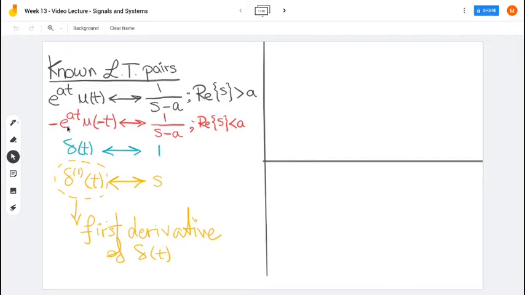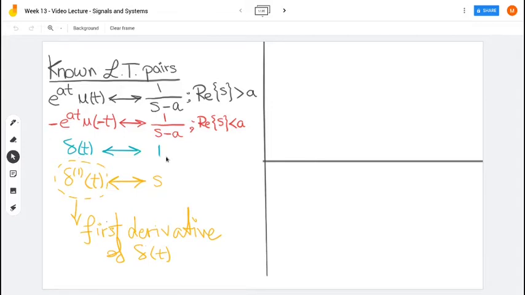And minus e to the power at u of minus t, which is a left-sided signal, has a transform 1 over s minus a with the real part of s less than a. So we have a left-sided region of convergence. And the Laplace transform of delta of t is 1.